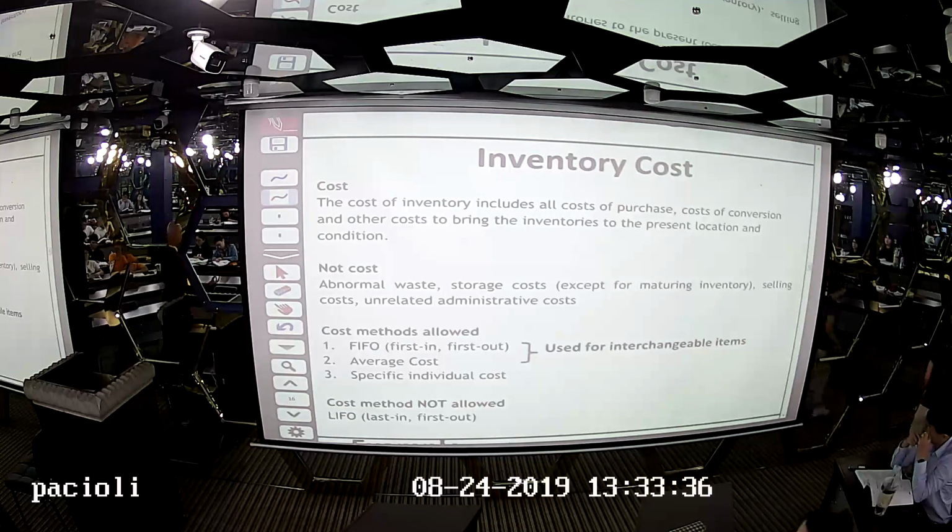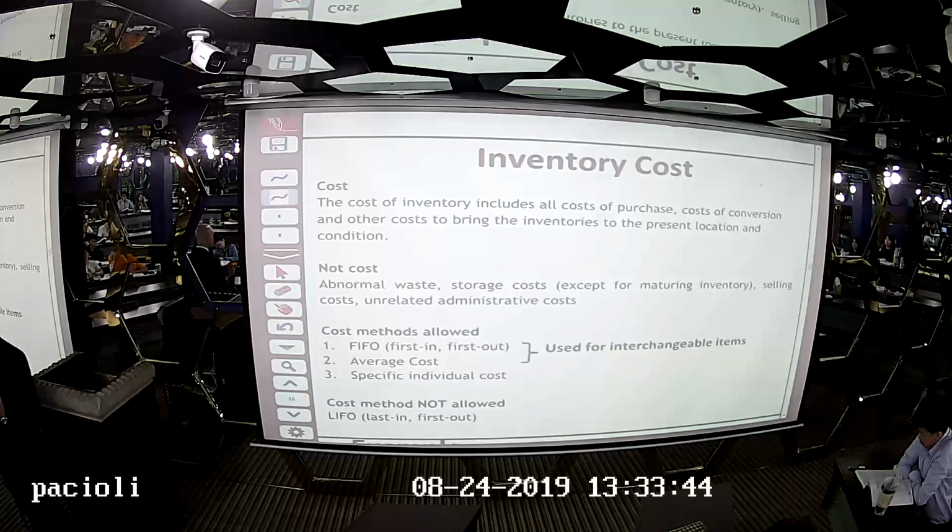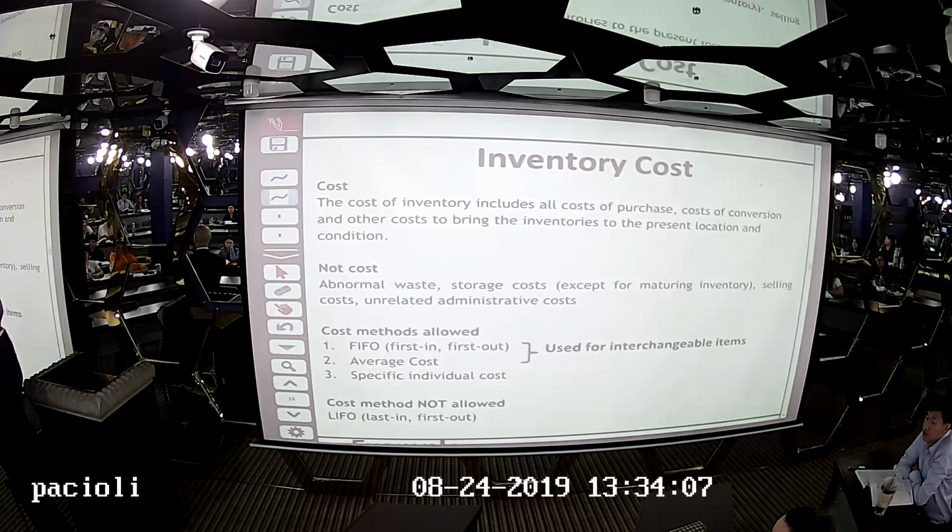Let's say that we have a factory for making shoes. Should we include in the cost of inventory the cost of the materials that we use for the shoe? Yes, we will include the materials. How about the cloth or maybe the leather? Yes. How about glue? Because maybe we need some glue in the shoe. Should we add the glue to the inventory?